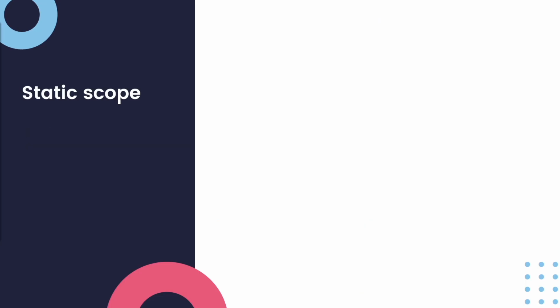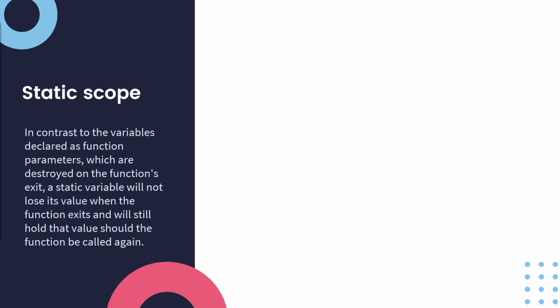And this brings us to the last of the three scopes, and that is static scope variables. Now, in contrast to the variables declared as function parameters, otherwise known as inputs to a function, which are destroyed on the function exit, a static variable will not lose its value when the function exits and will still hold the value should the function be called again. So the best way to think of a static scope variable is that it holds its value regardless of the function being destroyed or exited. But when we do our demonstration, this is all going to make sense.